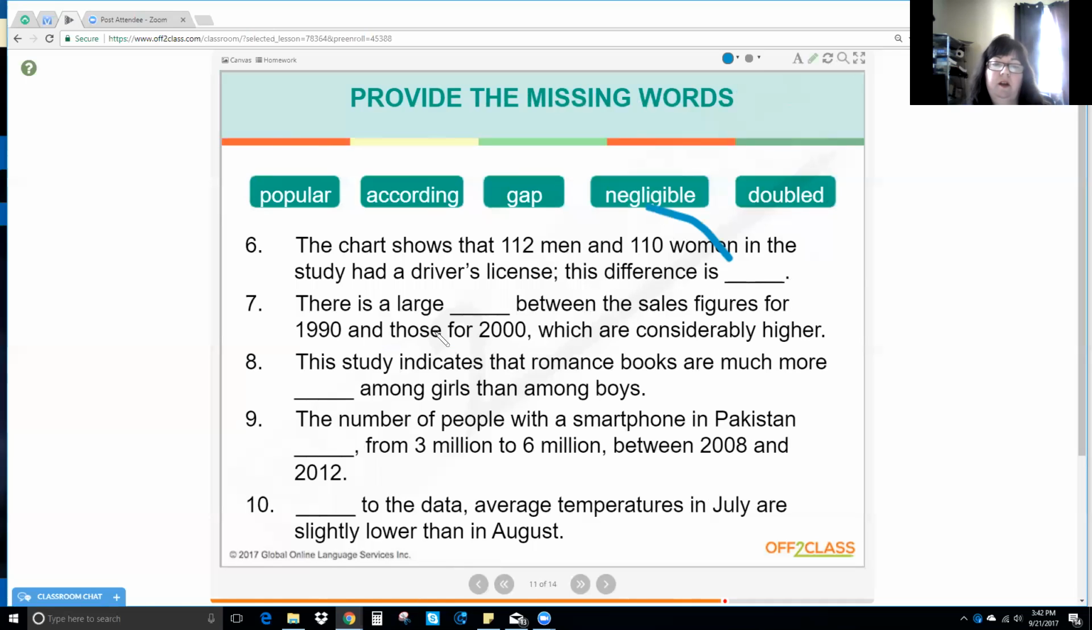Okay. There is a large blank between the sales figures for 1990 and those for 2000, which are considerably higher. There's a large gap. There's a large difference. There's a large number of, there's a large quantity. Now, I think gap and difference are your main words. You might think of another synonym. Those are the best ones I can think of there.